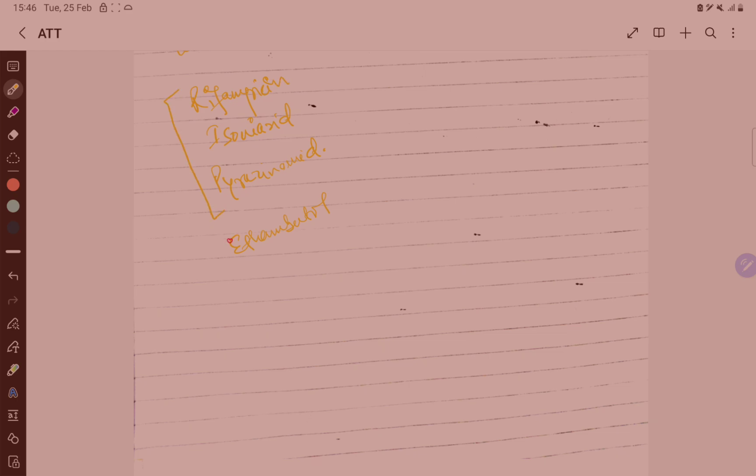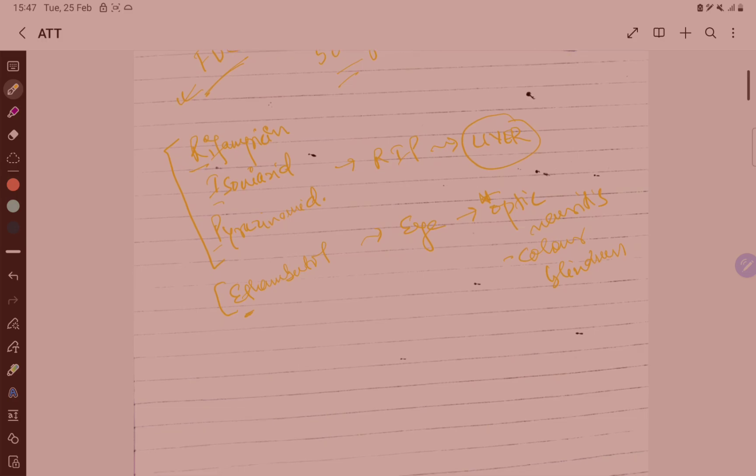Now why did I write it like this? See, this is RIP, rest in peace of whom? Actually the liver. So there is liver damage in all three. Ethambutol, E, leads to eye damage, optic neuritis, even color blindness in some people. But the main one is optic neuritis, that is the aim. Now liver damage is there in all the three.